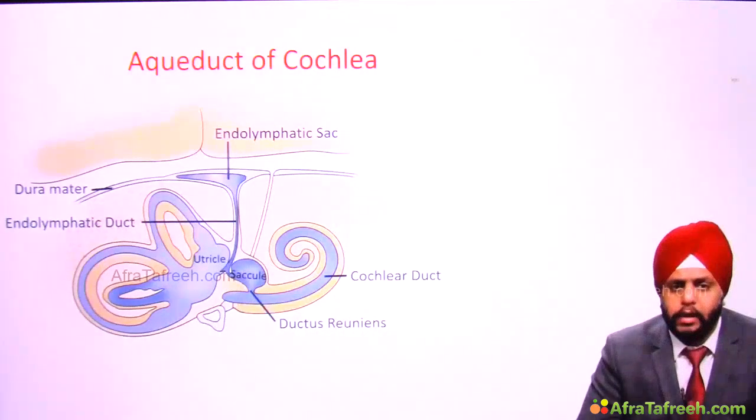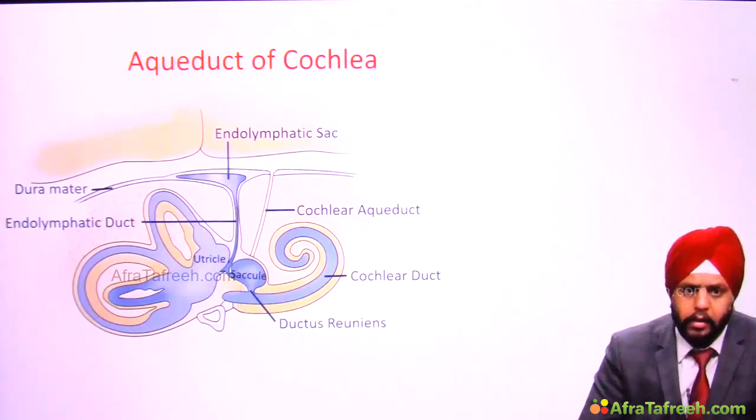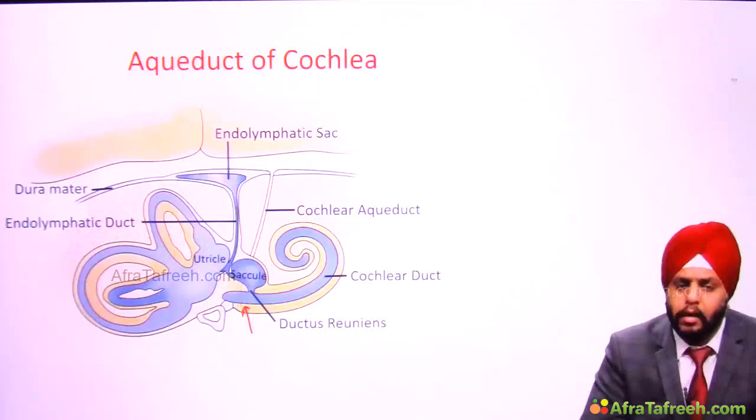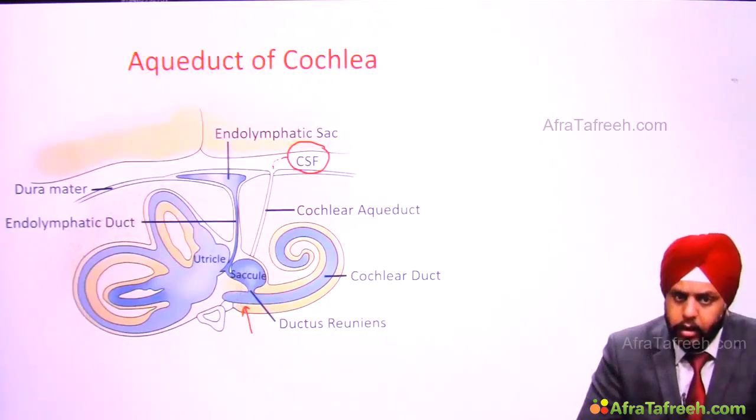Okay, now you can see that there is another duct going from the inner ear to the brain. That duct is known as the cochlear aqueduct. You can see that this cochlear aqueduct starts over here, in the scala tympani, and it communicates with the subarachnoid space where we have CSF. So this CSF comes through the cochlear aqueduct into the scala tympani, and there it is known as perilymph.